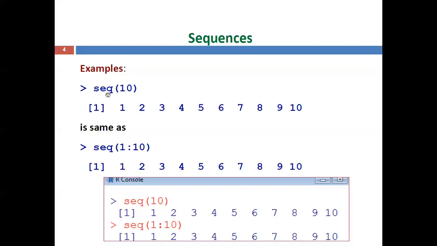Similarly, this command is the same as another way: sequence of first value colon last value, so 1 colon 10. Then the sequence starts with 1 and ends with 10. Here we are not talking about length; whatever the length, it generates the sequence with the starting value and ends with the end value. Same, by default the increment is 1, so 1, 2, 3 and so on. The increment value is simply 1. So this command is the same as this one.